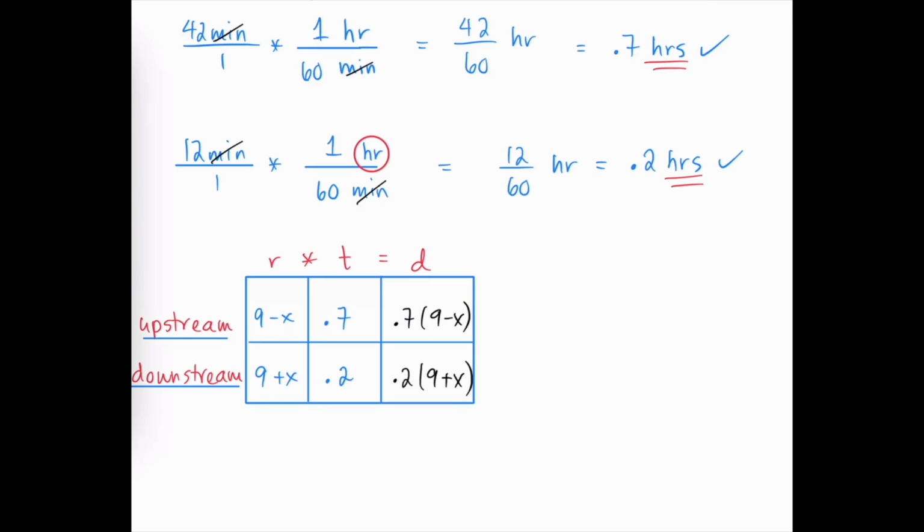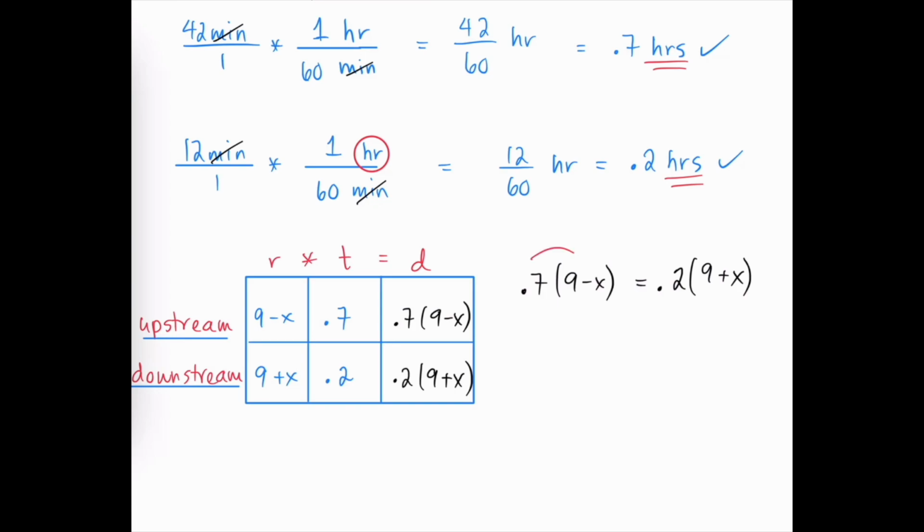And now that all the cells are filled, it's time to create an equation. What we know is that the distance that we traveled upstream has to be equal to the distance that we traveled downstream. The boat went up to a certain point, and then it came right back to where it started. So the distance we traveled upstream is 0.7 times 9 minus x, and that has to be equal to the distance that we traveled downstream, which is 0.2 times 9 plus x. And now all we have to do is solve this linear equation.